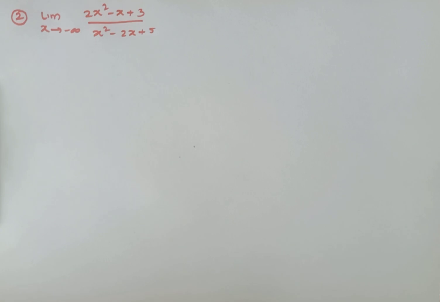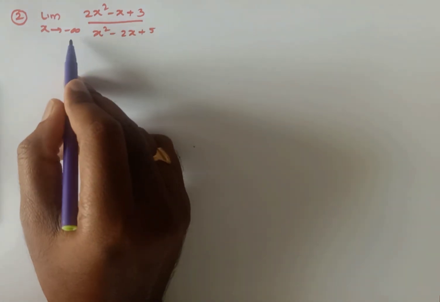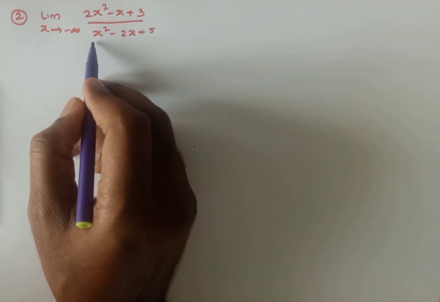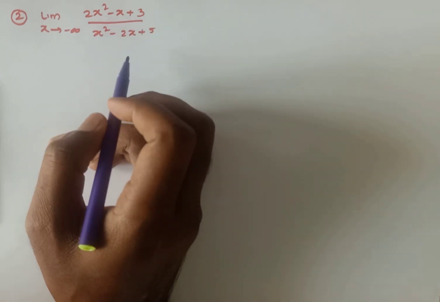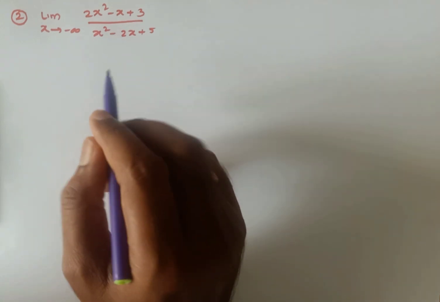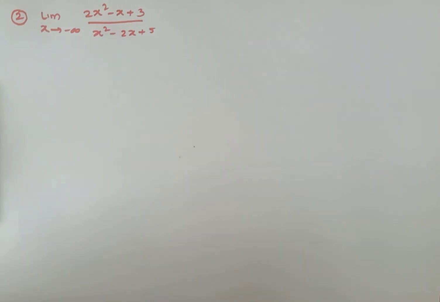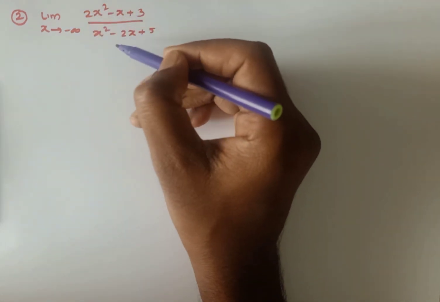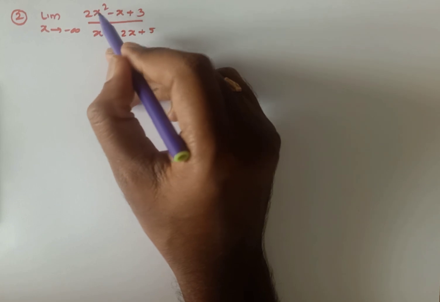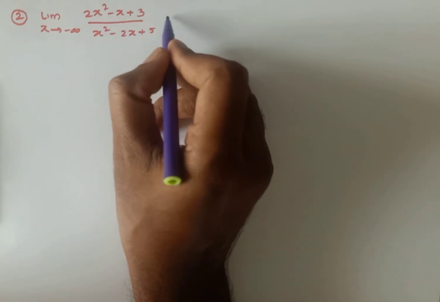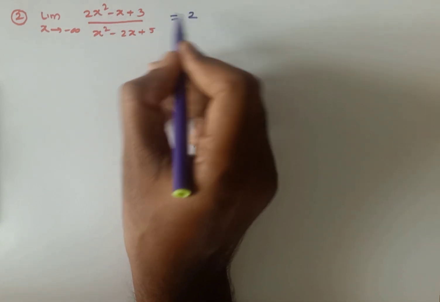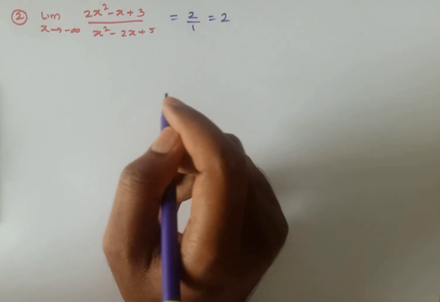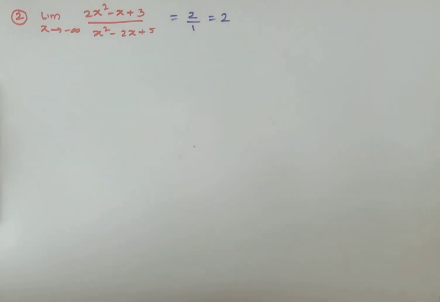Now the second problem from Roman 2: limit x tends to minus infinity, 2x square minus x plus 3 divided by x square minus 2x plus 5. There is a property for this also. As x approaches plus infinity or minus infinity, if it is a rational function and the degrees of the numerator and denominator are the same, then you just write the ratio of the leading coefficients. Here the leading coefficient is 2 in the numerator and 1 in the denominator, so the answer is 2. This is the direct answer.